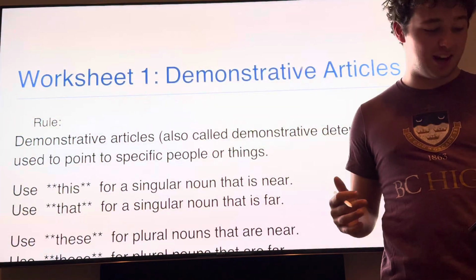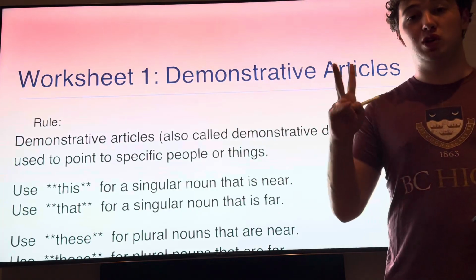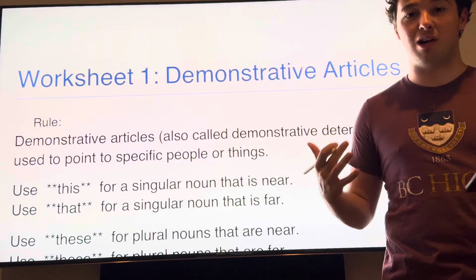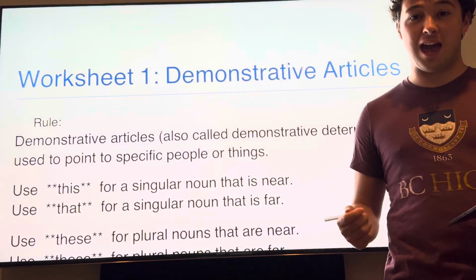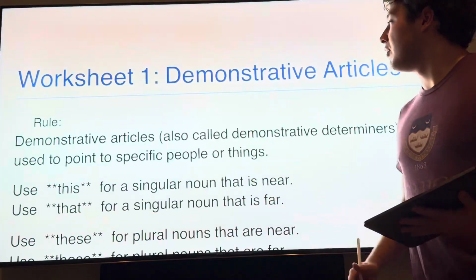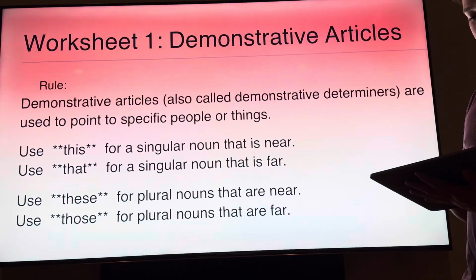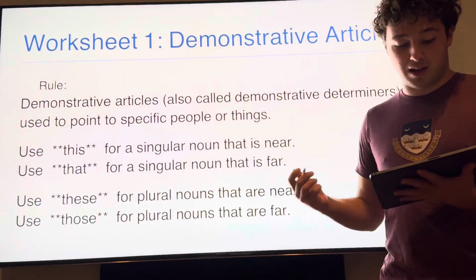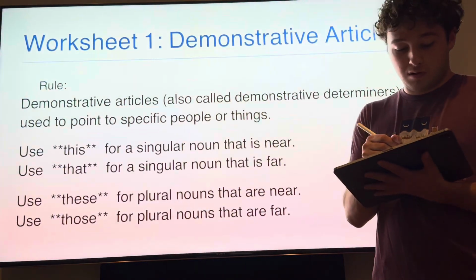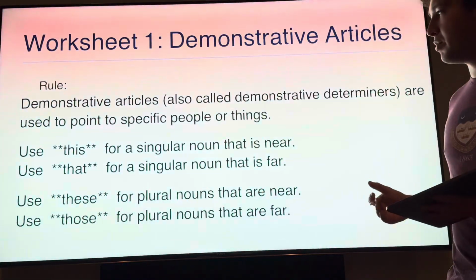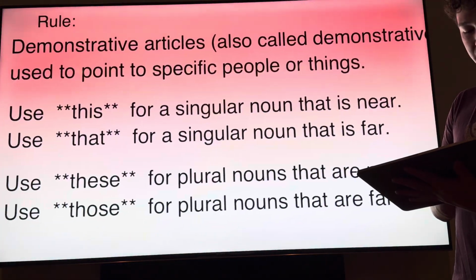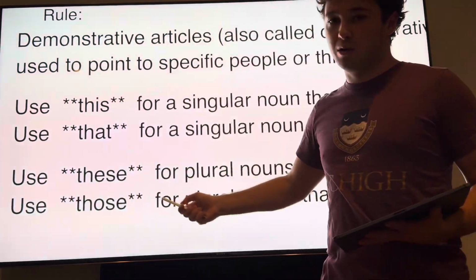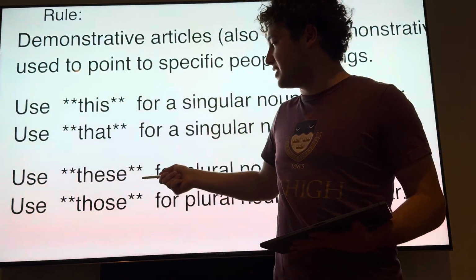This is lesson 11, and today we're going to be going over two more important, smaller, yes, but very important parts of grammar: demonstrative articles and possessive articles. The first part is demonstrative articles, and what they do is they simply demonstrate that something exists. They show, point to something. There are four main ones: this, that, these, and those.